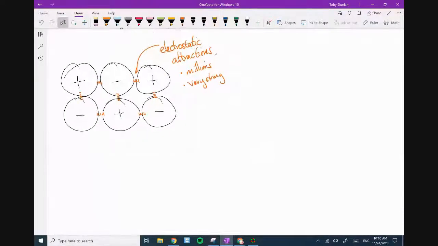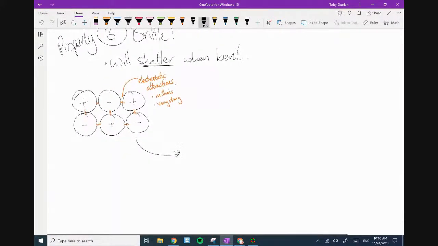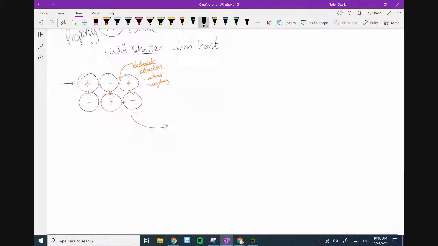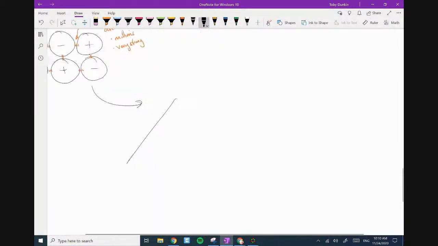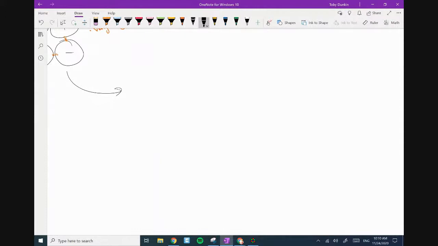Now, if I were to hit this, let's hit it here. This is where I ought to do like a 3-stage diagram. I'm going to take my hammer. This is going to be a really bad diagram of a hammer. I'm going to take my hammer.